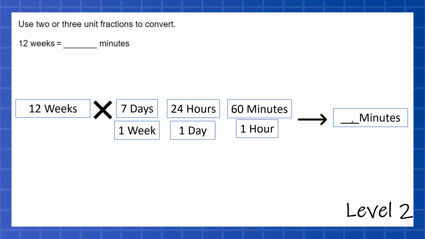What we're going to do is multiply straight across the top and straight across the bottom. And since the bottom is just 1, we don't really have to divide by 1. And so what we end up with is 120,960 minutes in 12 weeks. Notice that we did whatever we needed to do to cancel out our units. The only unit left is the one we wanted to be left.